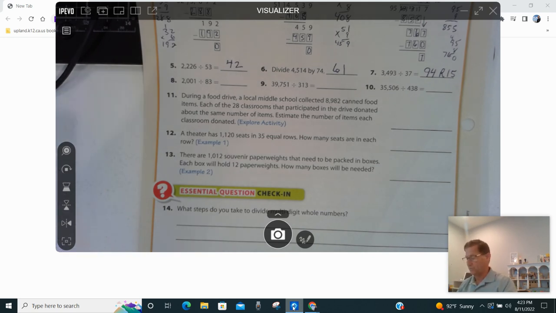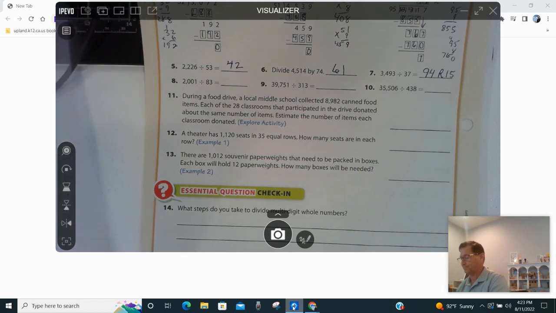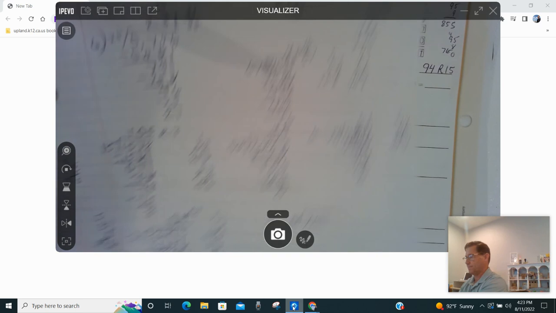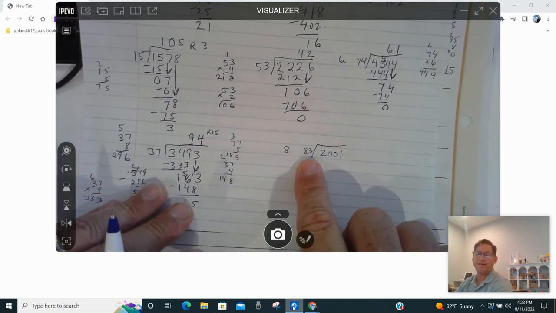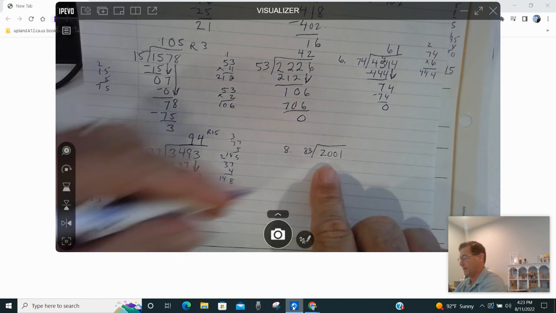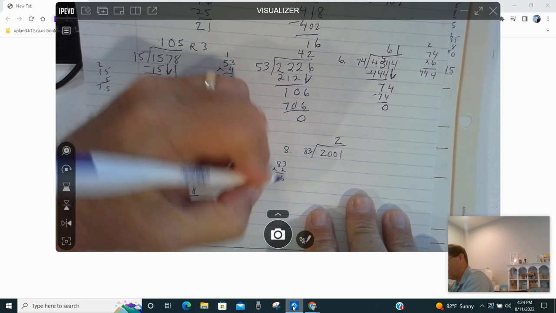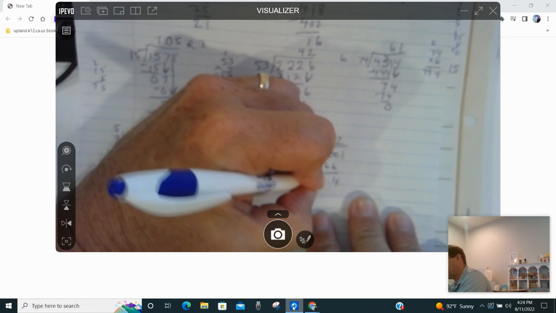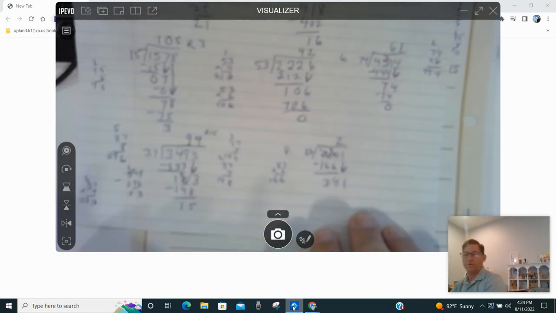Number 8, 2001 divided by 83. Okay, so 83, I'm going to divide 200 by 83. I know 3 times 80 is 240, so that's going to be too big. So I'm just going to try 2. 166. So that leaves me 34, and then I'll bring down the 1.